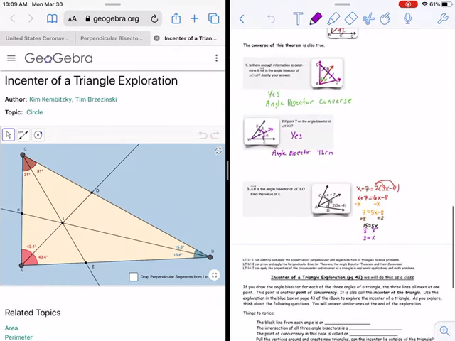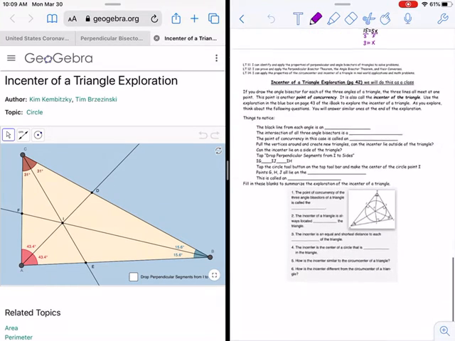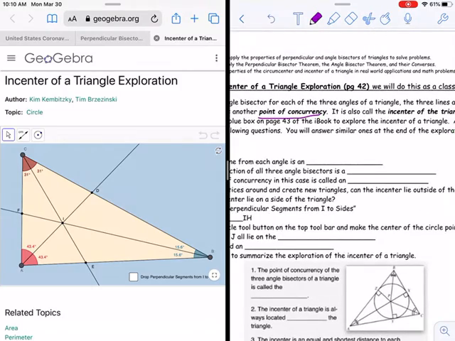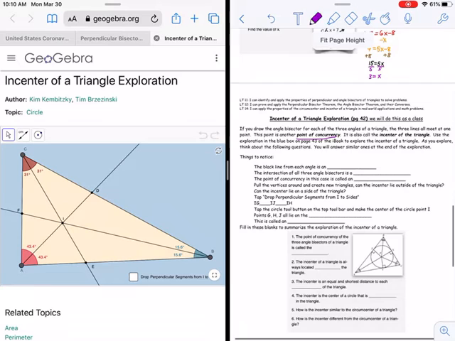Okay, so now we're in the iBook part. So now we're going to throw all three angle bisectors together in a triangle and see what happens. All right, so they're all going to intersect, and again, it's called a point of concurrency. This particular one's called an incenter of a triangle. And I really like the name incenter. Why do I like that name? I'll tell you in a little bit.